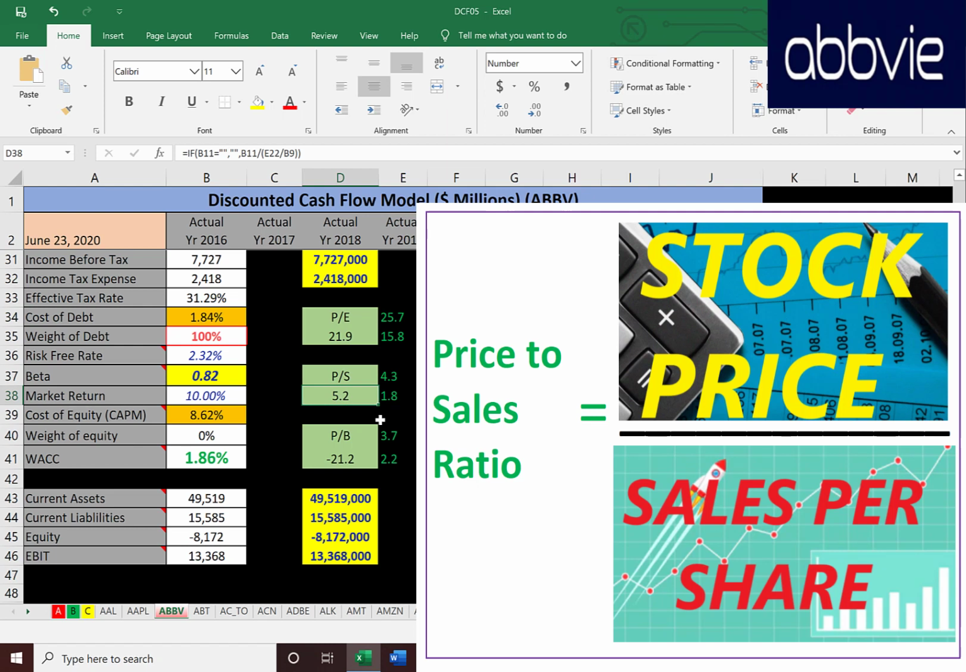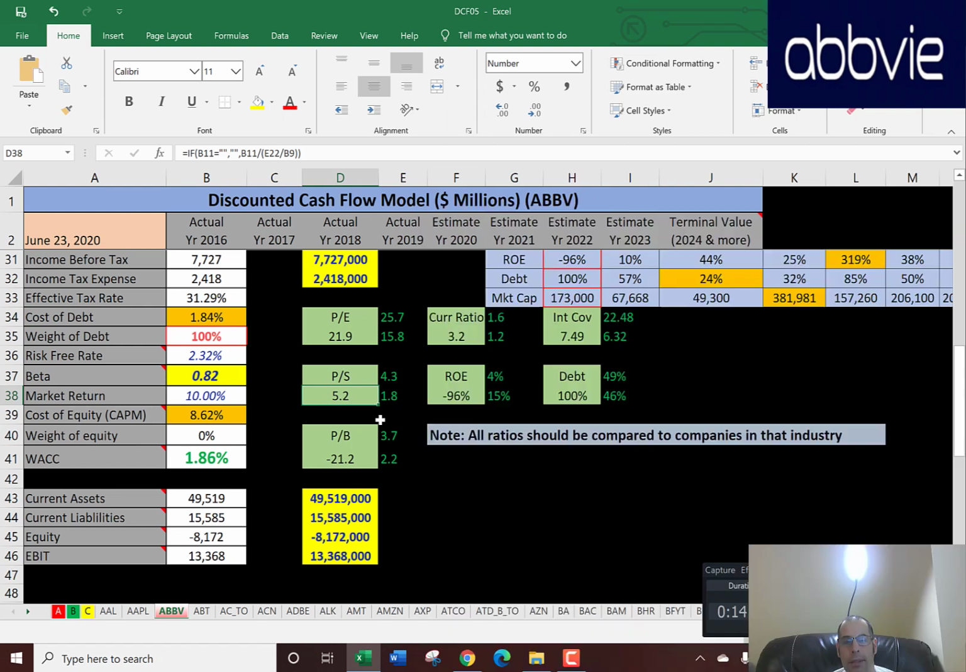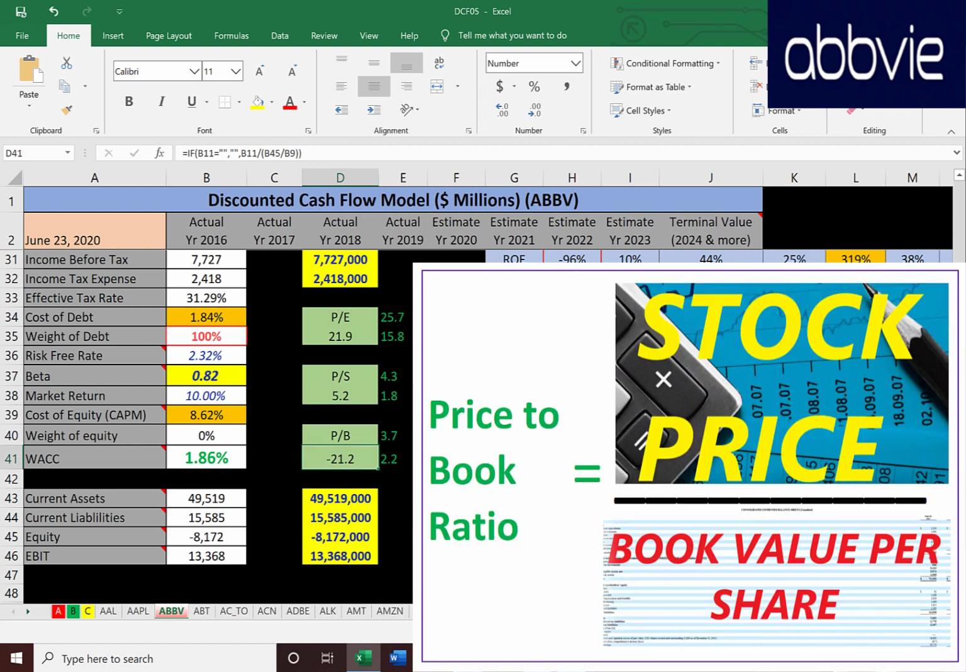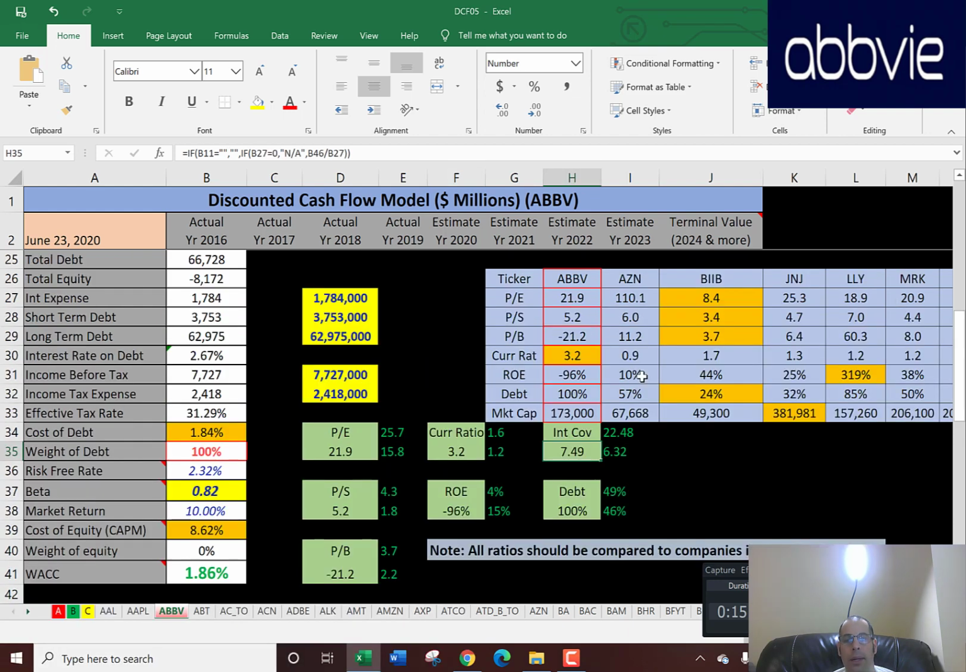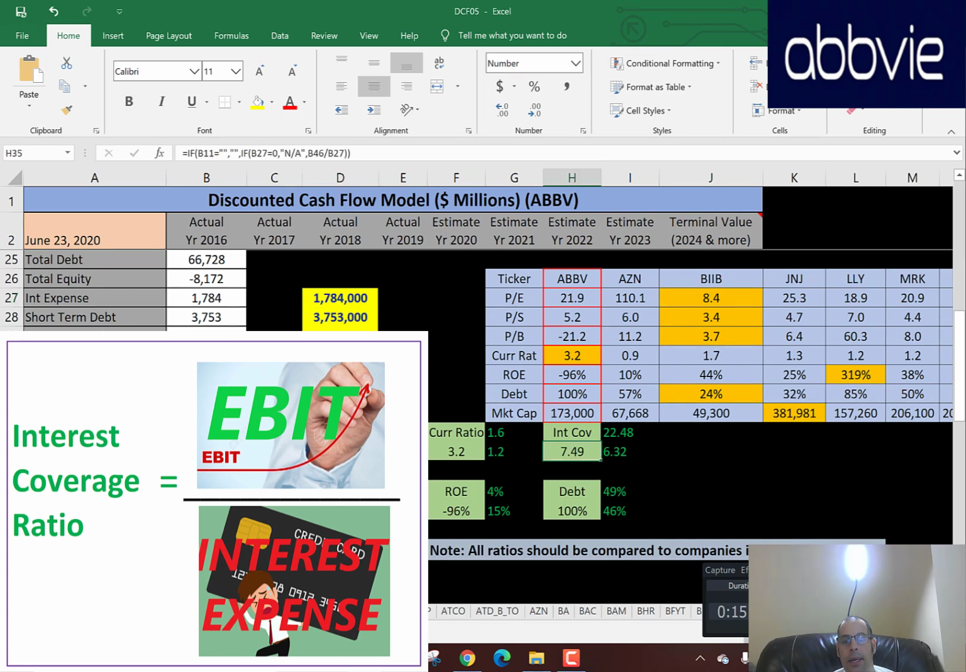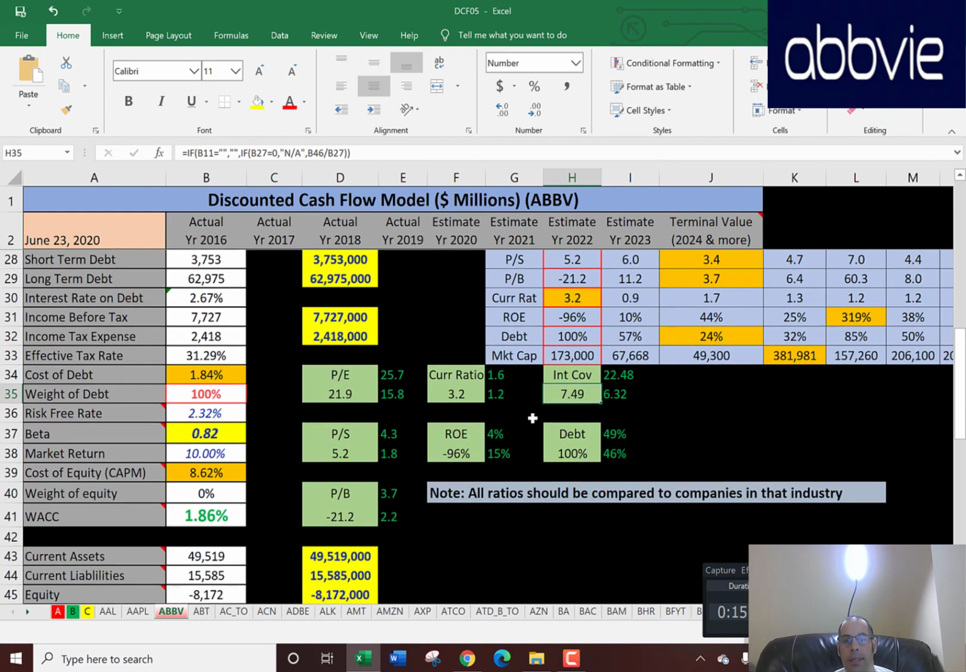That means investors are willing to pay $5.20 for $1 of sales. They have a negative price to book because they have negative equity. Current ratio of 3.2. They can easily cover their current liabilities more than 3 times. Negative ROE, so we can't look at that. Even though they have a high interest payment of $1.8 billion, their interest coverage ratio is more than 7, so they can easily cover their interest payments. And they're 100% debt because they're negative equity.